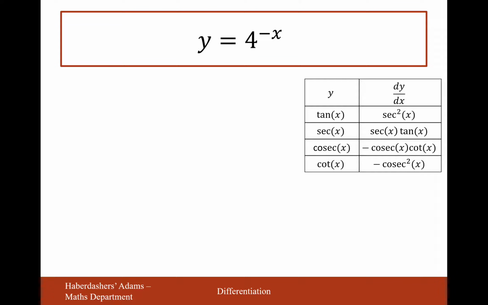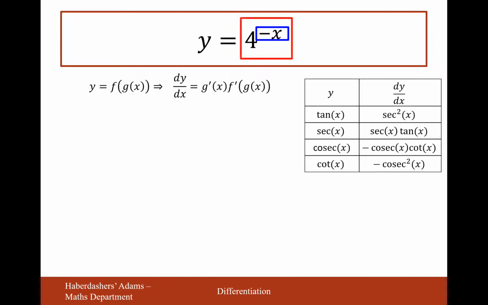Moving on to the next one, 4 to the power of minus x. Well, here we have a chain rule again, inside function being the minus x operation, and then 4 to the power of x is the outside function. So in this case here, dy by dx is equal to minus x differentiated, which is just minus 1, and then 4 to the power of x is the next function, so it's going to be ln 4, 4 to the power of minus x. And there we are, that's the answer to this question.